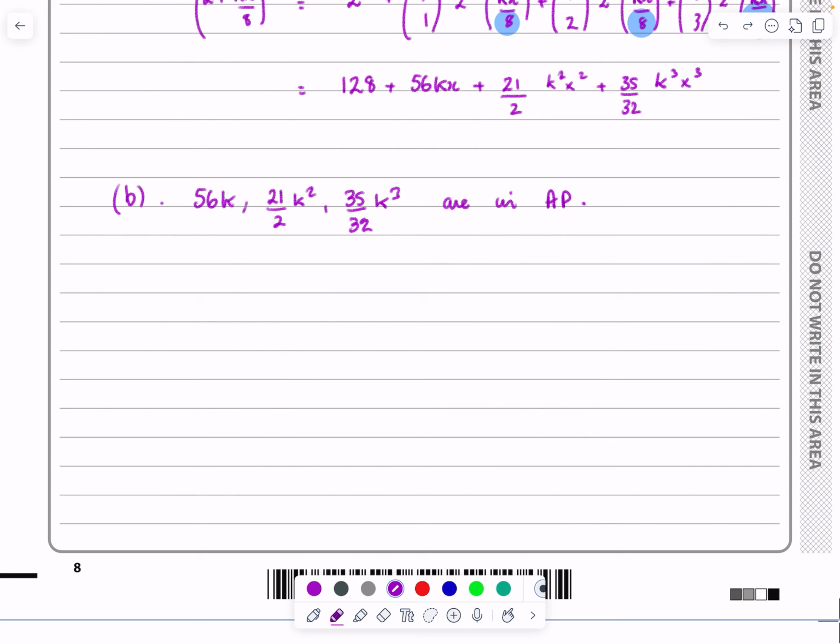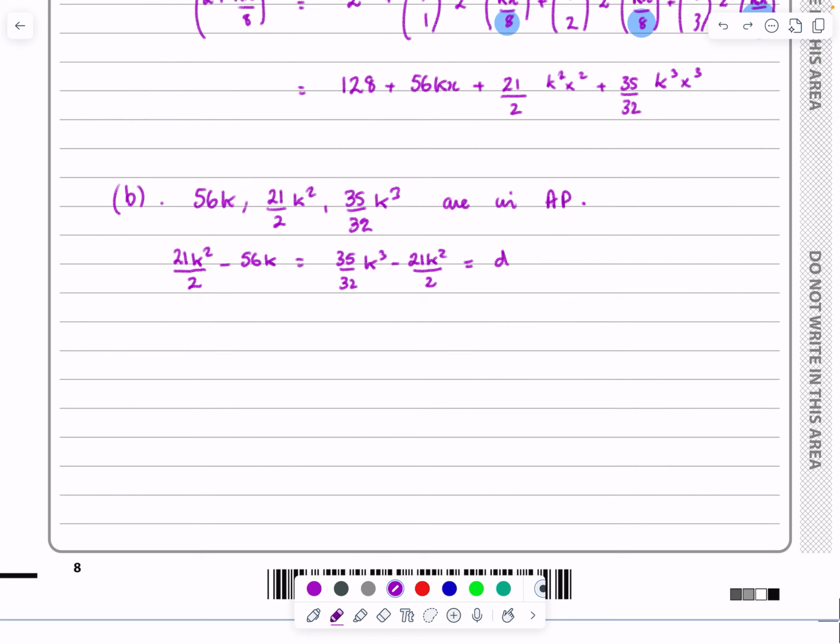What we're saying is, let's write it here, 21k squared over 2 minus 56k, that's equal to D. But 35 over 32 k cubed minus 21k squared over 2, that's also equal to D. The common difference in the arithmetic progression, sorry. So that minus that is D, that minus that is D. Those two then are equal to each other. Now I've got every faith here, it looks like it's going to be complicated, but this will just fall out now. It's not going to make something that I can't do here.